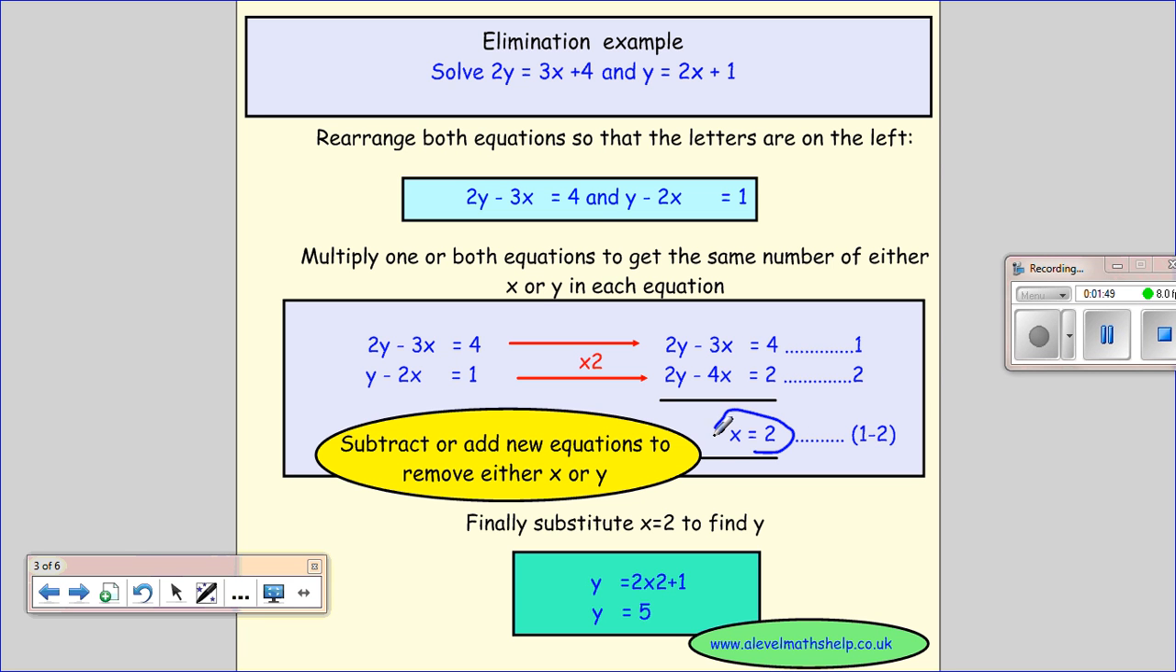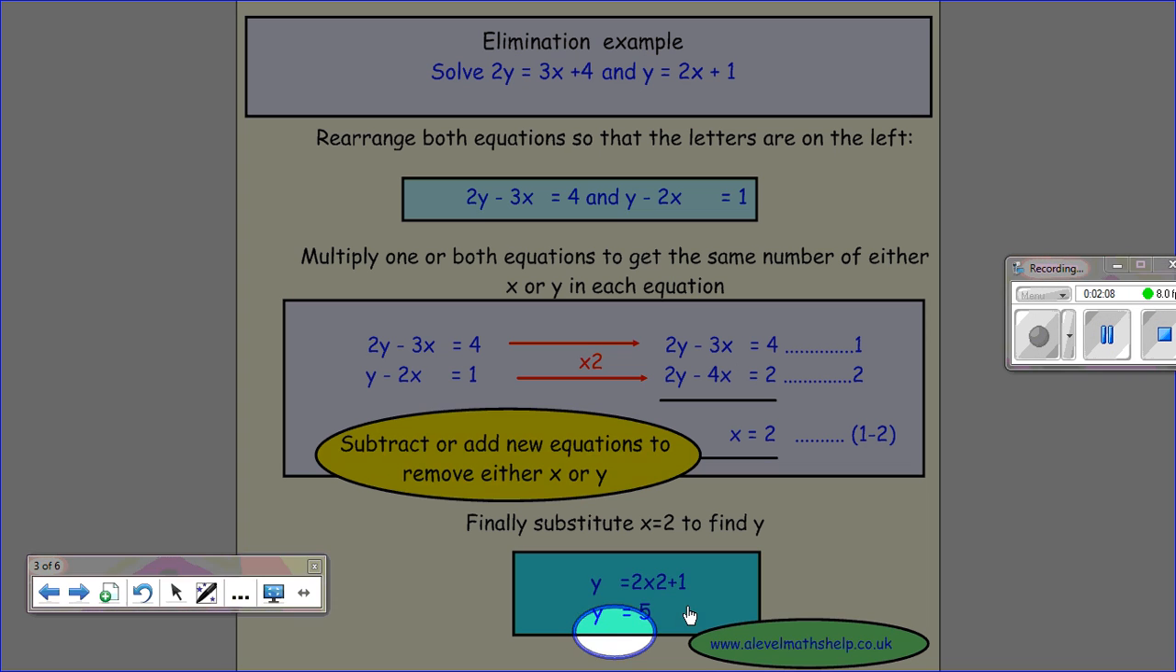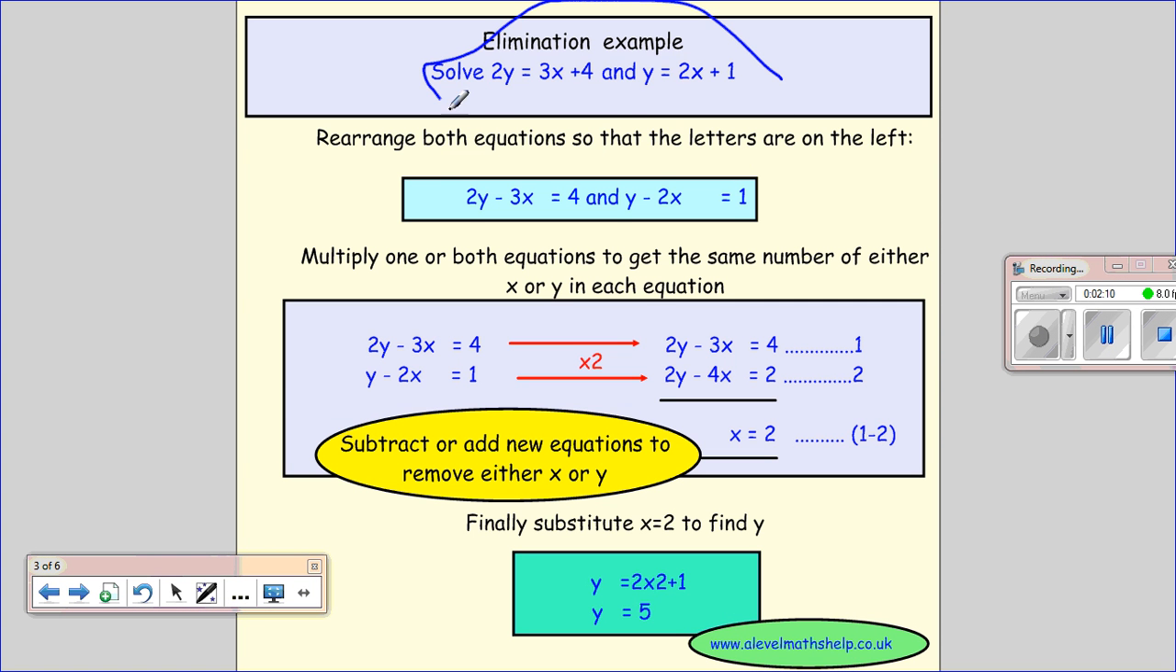So I've got my x solution. I also need my y solution. Then you just take that x solution and put it in one of the original equations. It doesn't matter which, but this is the easier one. So you have y equals 2 times 2 plus 1. So you'd get y equals 5. So you found the x and y values which will make these two equations work.